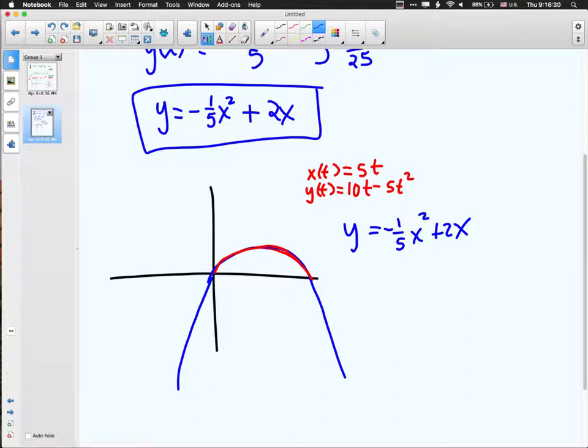This is super easy to factor. Factor out an x. Now you're left with negative 1/5 x plus 2. So our roots are 0, and when is this thing equal to 0? Yeah, it looks like a 10 to me.